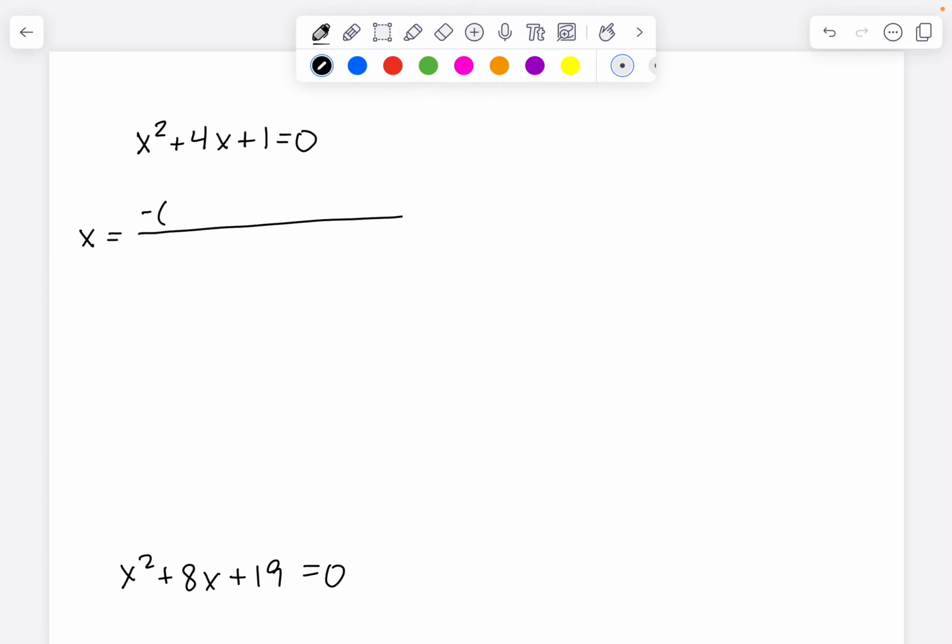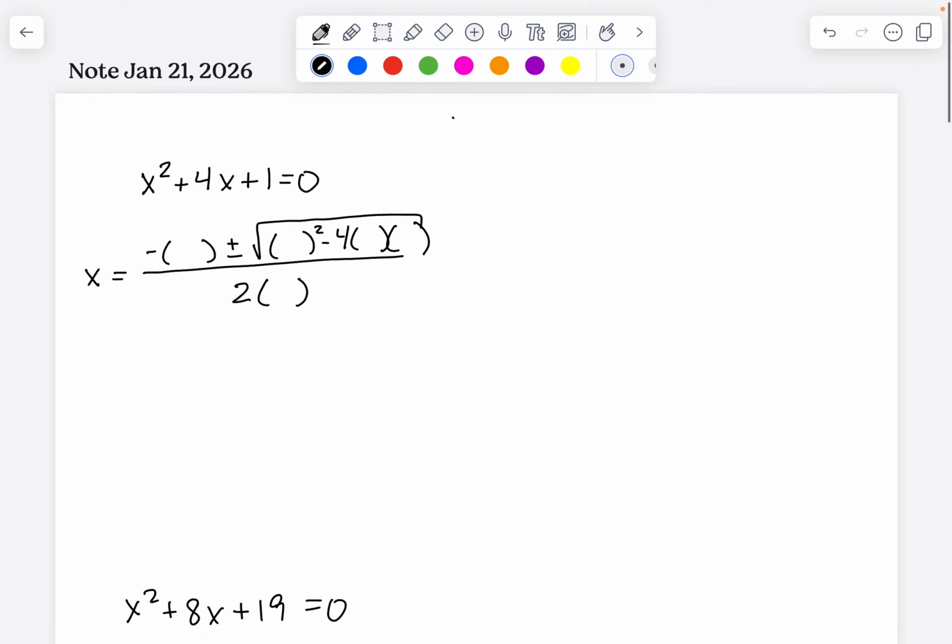So I always write it down like this. Now you have to memorize this thing, and it looks like this. And this helps you fill in the parentheses. A is 1. B is 4, and C is 1.